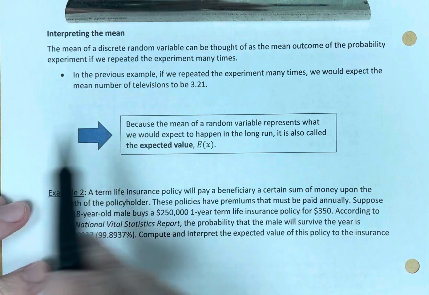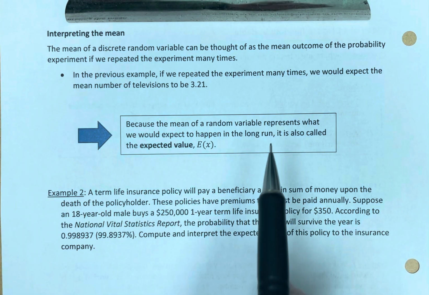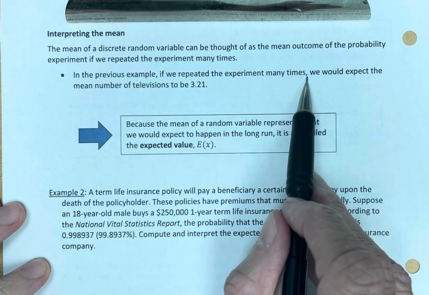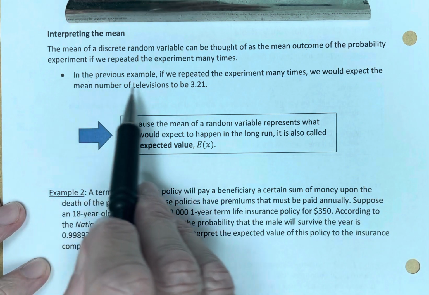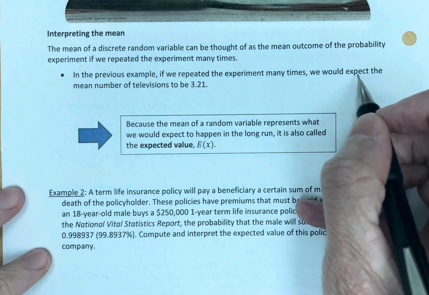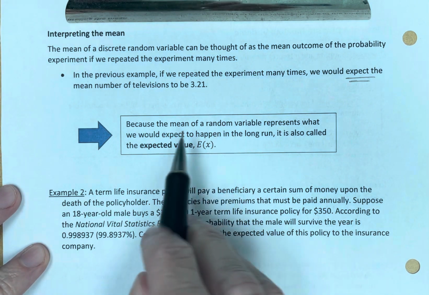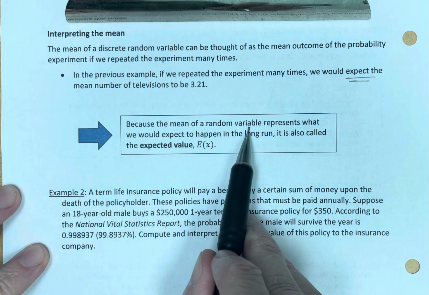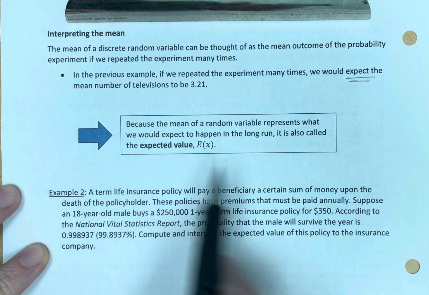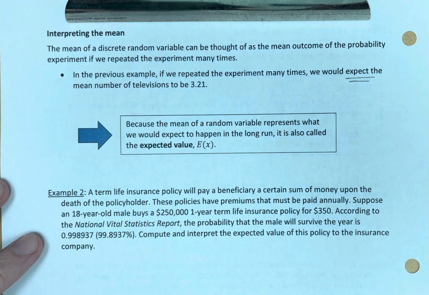So if we take a group and we come up with a mean and we do that over and over many, many times, in the previous example, if we repeated the experiment many times, we would expect the average number of televisions to be 3.21. Note the word expect, because the mean of a random variable represents what we would expect to happen in the long run. It's also called the expected value, which is represented by E of X.